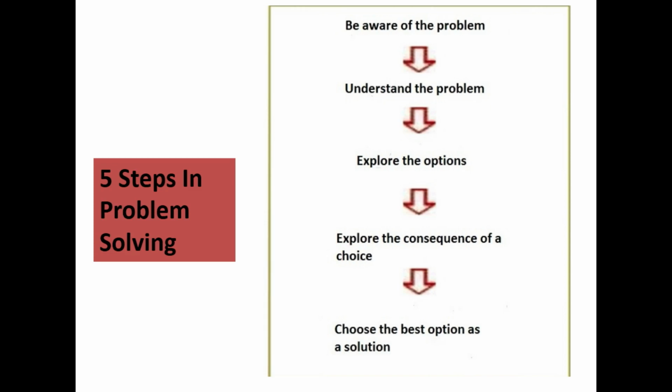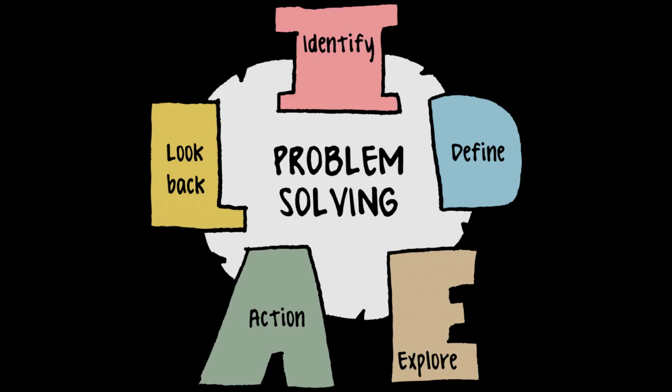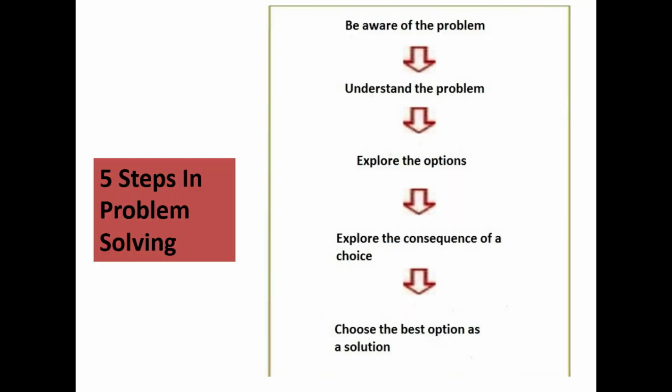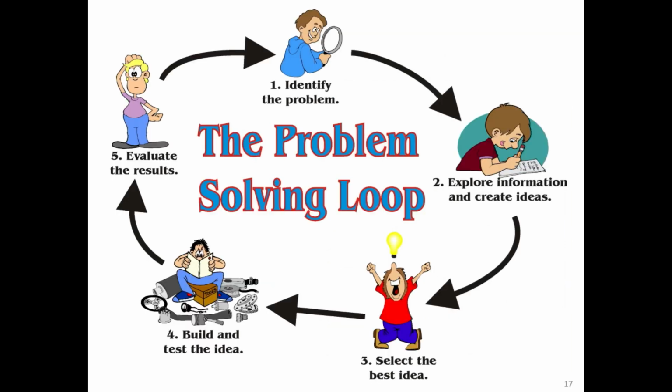So after that, number 3, you have to explore the options. What kind of options do you have? Maybe 3, 4, 5, 6. It depends on your thought. Then after that, step 4, explore the consequences of the choice. And the last is choose the best option as a solution. After you choose the solution, then your problem gets solved.